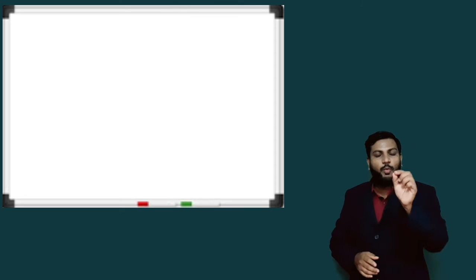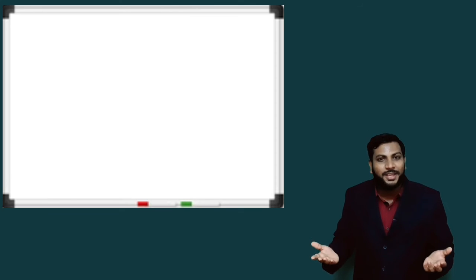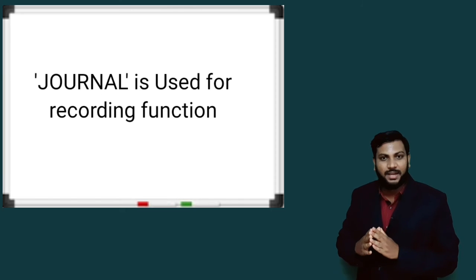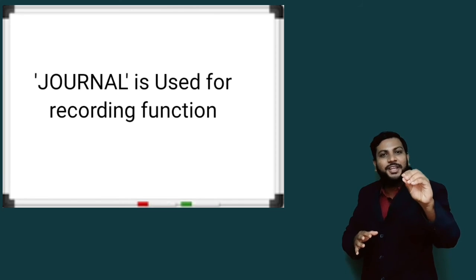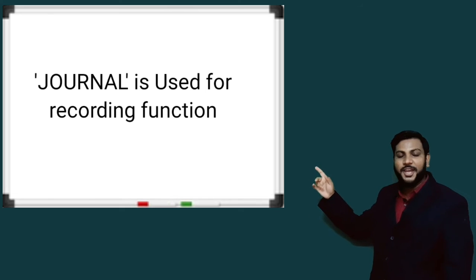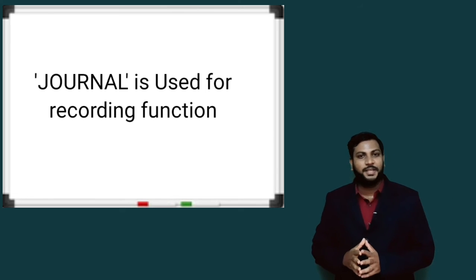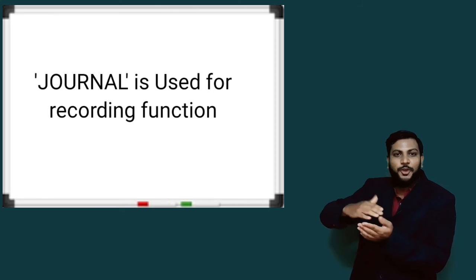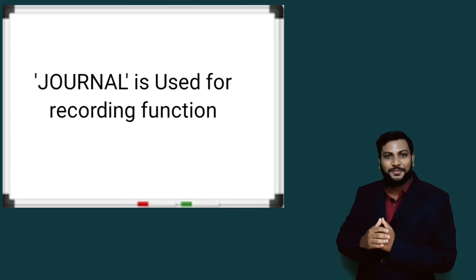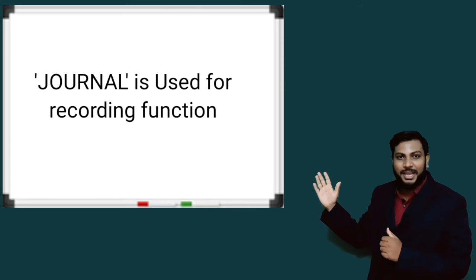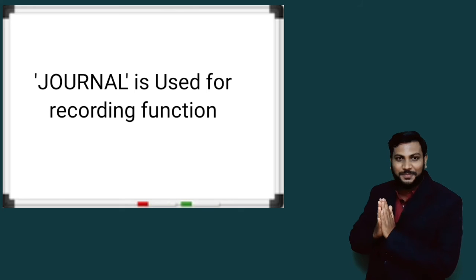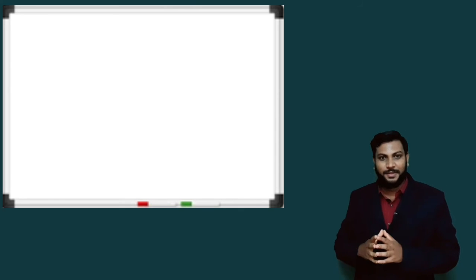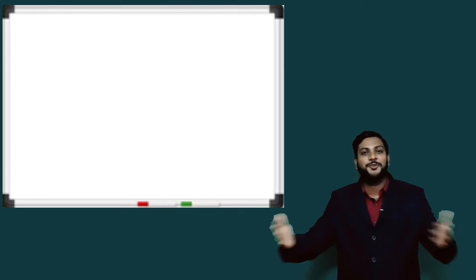One more thing: in accounting, we use a book which is called the journal. This journal is used for the recording function. See, journal. You are in the first stage of learning accounting, so new terms will come to you. That's why I am giving the spelling of each new word. You should know how it is written, because all these terms are new to you.